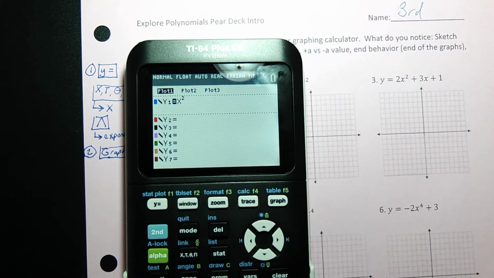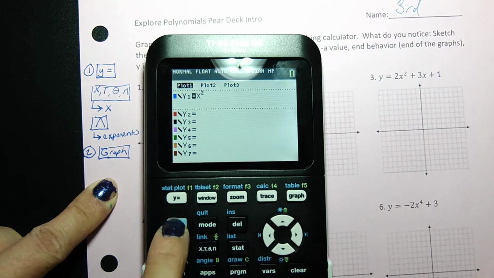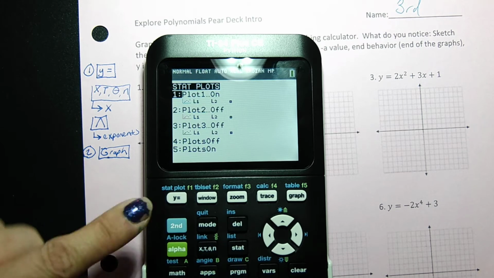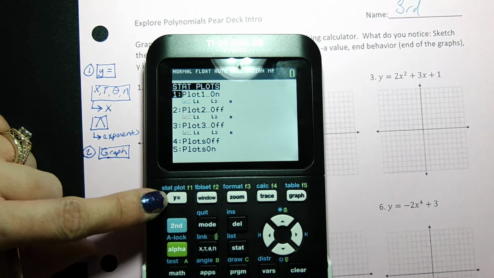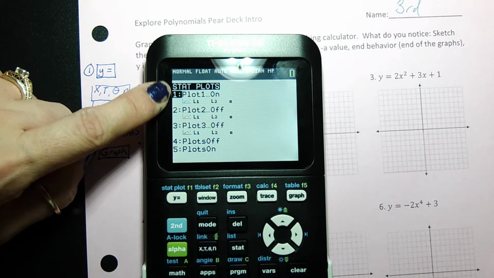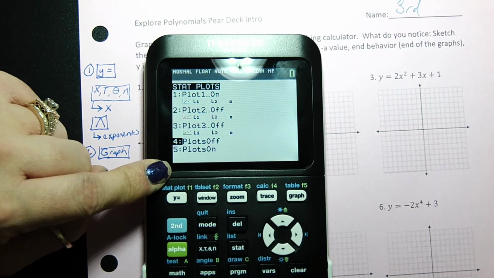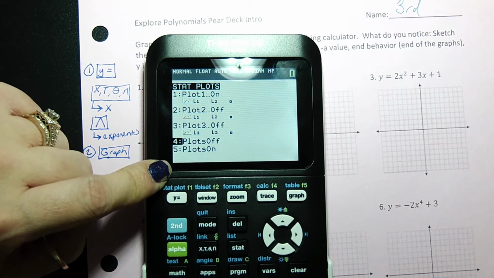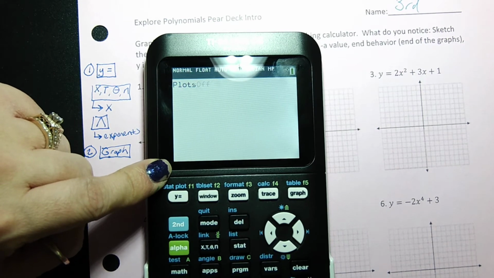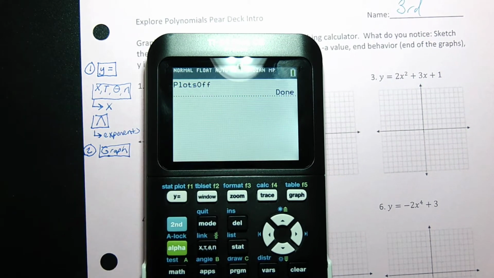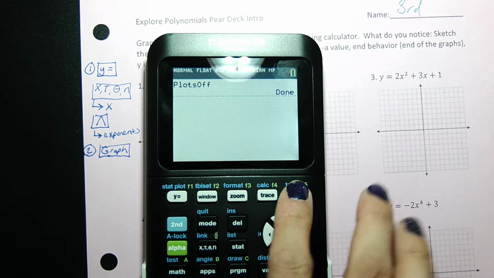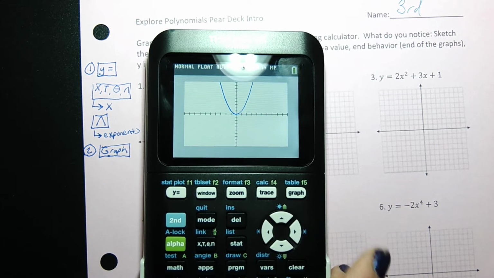Typically we use plots for stats. How you turn a plot off is second y equals, so second y equals to go to stat plot. Select option 4, which is plots off. Press enter, and it should say done. And now when we hit the graph button, there's Liam's quadratic.